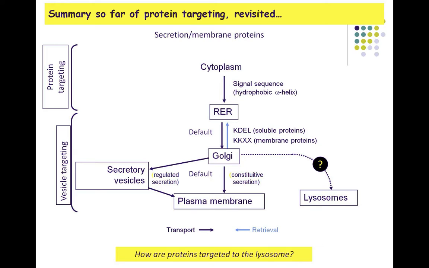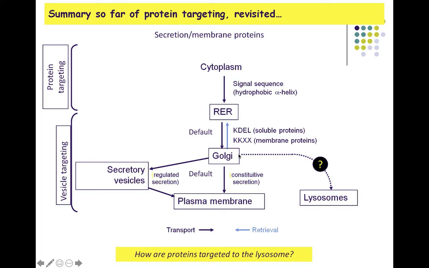Then as the protein travels within the Golgi, the default is constitutive secretion. The transport vesicles will fuse with the plasma membrane, secreting their contents. Then we also have regulated secretion, secretory vesicles requiring signals, following a signal-dependent pathway. Without the signal, the vesicles will not fuse with the plasma membrane.